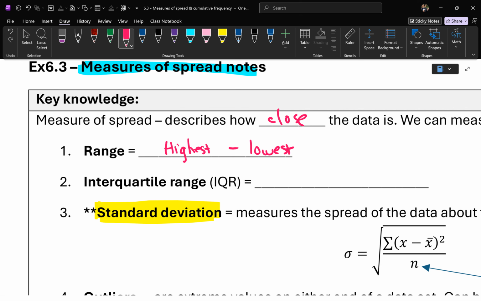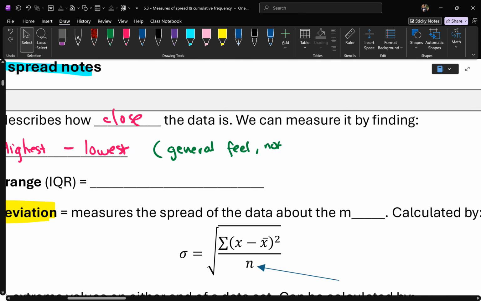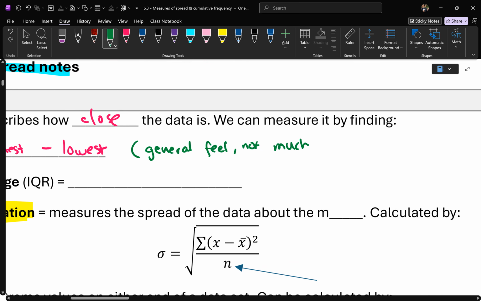What's nice about the range, you get a general feel, but it doesn't really give you much accuracy of the data. Okay, so I'm going to write here, general feel, not much detail. Okay, so that's the logic.